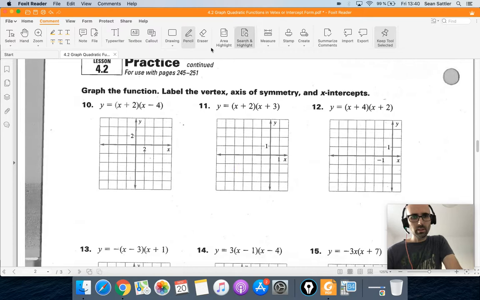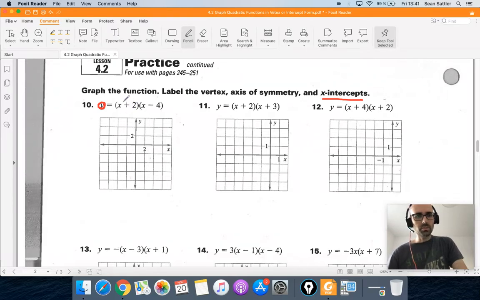Okay, so I'm going to go down to what's called intercept form, which is right here, where you can't tell the vertex, but you can tell the x-intercepts. That's why we call this intercept form. So if we set this equal to 0, we're replacing y with 0 actually. If we make y equal to 0, then we're trying to figure out what values of x would make this equation true.